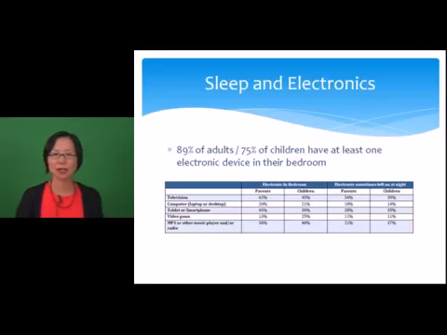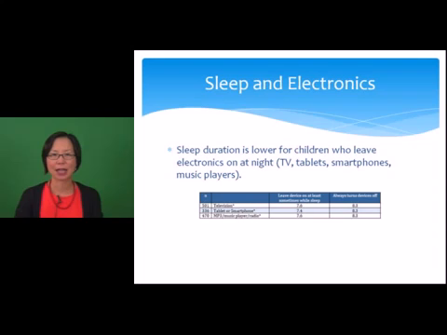What they found on this survey is not really that surprising. 89% of adults and 75% of children have at least one electronic device in their bedroom. And if they do, the sleep duration is lower for those kids who leave their electronics on at night.